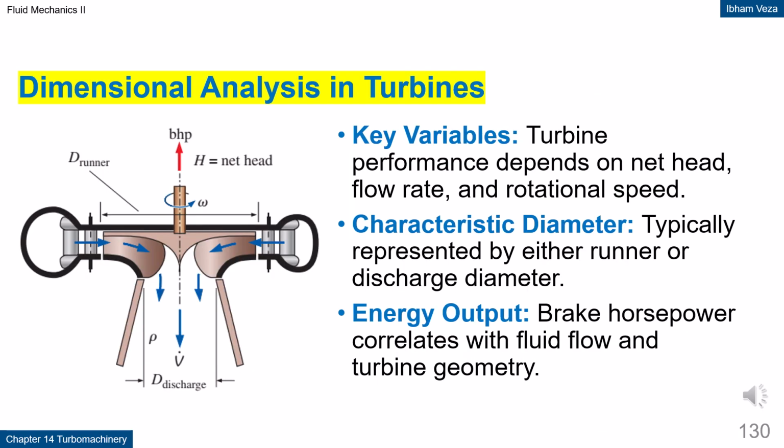Dimensional analysis in turbines shows that performance is governed by parameters such as head, flow rate, and rotational speed. A characteristic diameter of the runner or discharge is used as the main length scale. By forming dimensionless groups, general relationships among these variables can be obtained. This approach allows comparison among turbines of different sizes. In addition, this method forms the basis for model testing and scaling to prototypes.